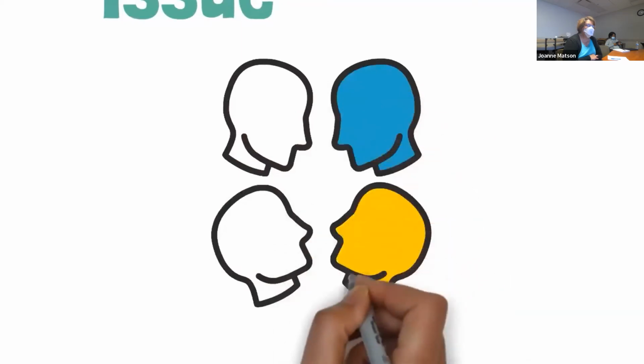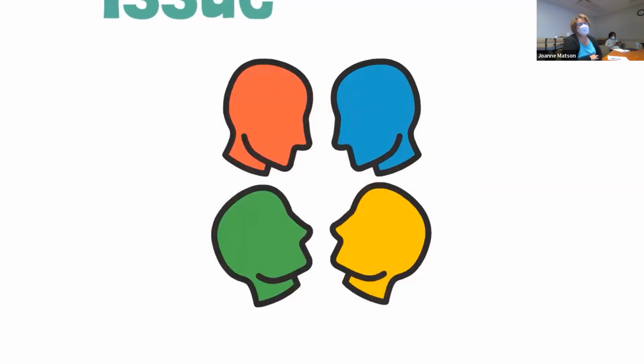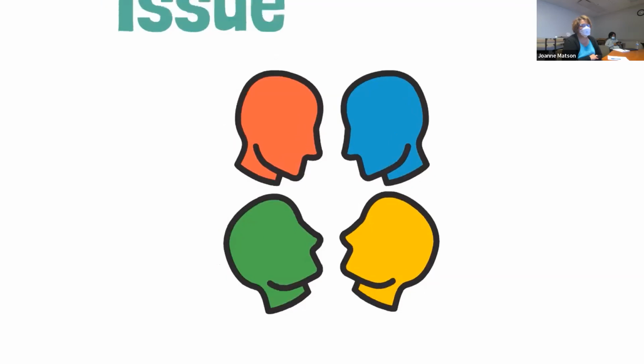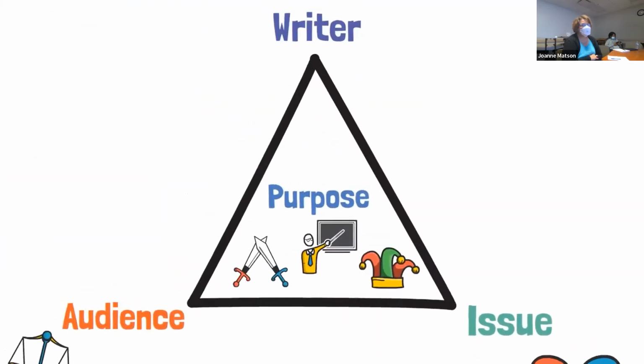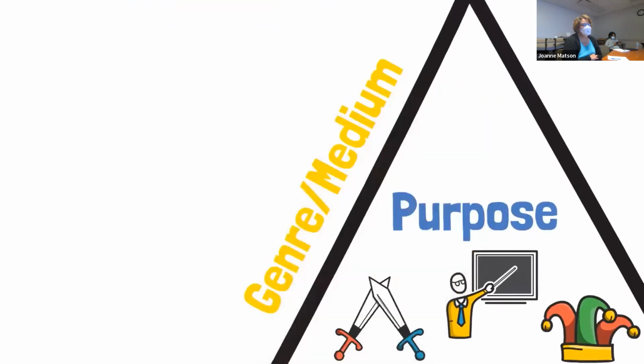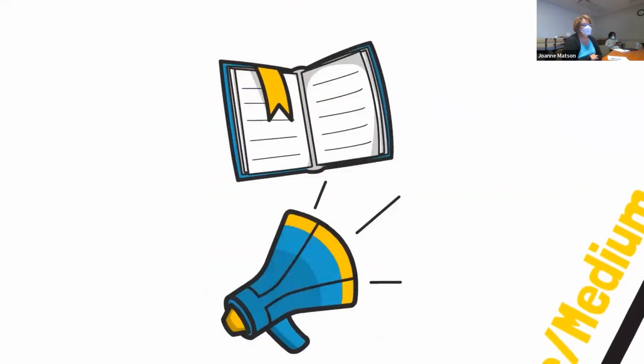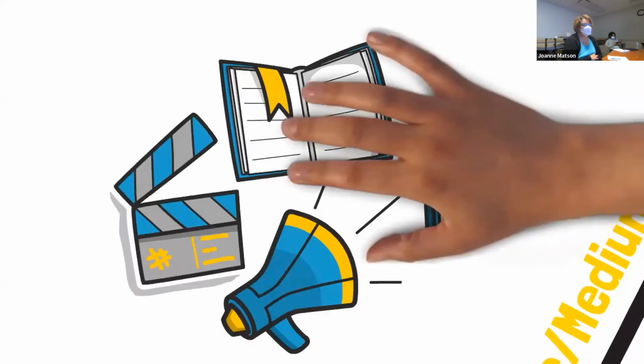Therefore, when considering the rhetorical situation, it's important to understand and consider the ongoing conversation about the issue and how a new piece of writing contributes to that conversation. Each of these 3 points of the triangle are connected by other rhetorical choices that can serve the writer's purpose. One of the most important of these is genre or medium, basically the way that a message is conveyed. This might be a book, a speech, a movie, or even a social media post.